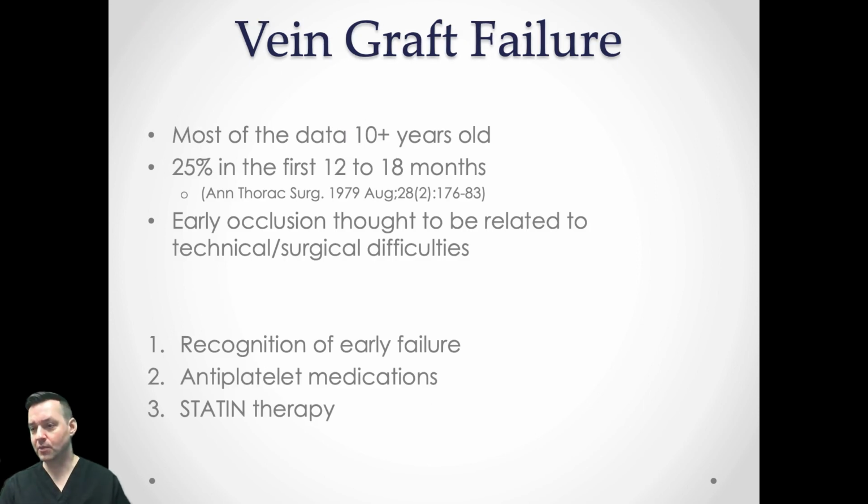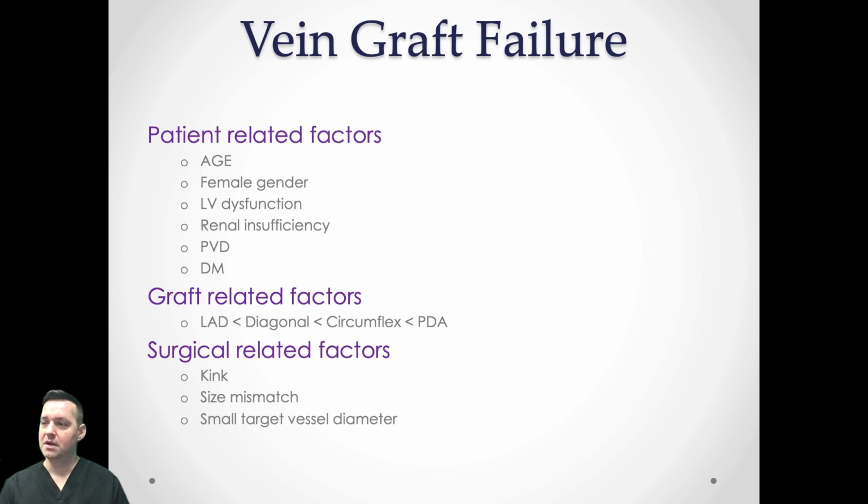Vein graft failure is going to be more common than arterial graft failure. There's a number of things that we can do to try to limit the potential for vein graft failure. There's a lot of risk factors at play, but remember, most of what you're going to see in the ICU are going to be mechanical issues related to kinking or size mismatch, and it'll be a little bit different than your traditional medical presentation for ACS. And graft related factors: the LAD is going to do much better than the diag, than the circ, than the PDA. So just know where these grafts end up going.